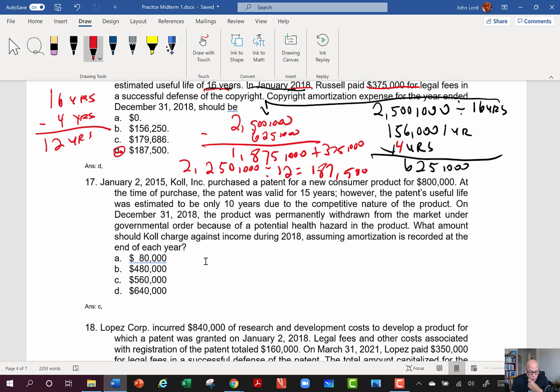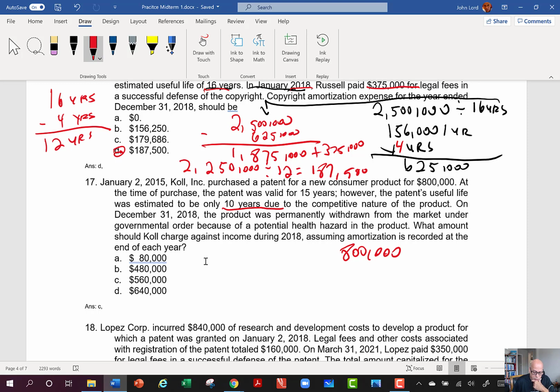We have this coal company that purchased a patent. Okay, so here we go. If we're purchasing the patent, I'm going to pick up that number because I know they're going to make me do something with that. At the time of the purchase, the patent was valid for 15 years. However, the patent's useful life was estimated to be 10 years. It is the shorter of the legal life, the valid life in this case, and the useful life. The useful life is shorter, so I'm going to pick up that 10 years.